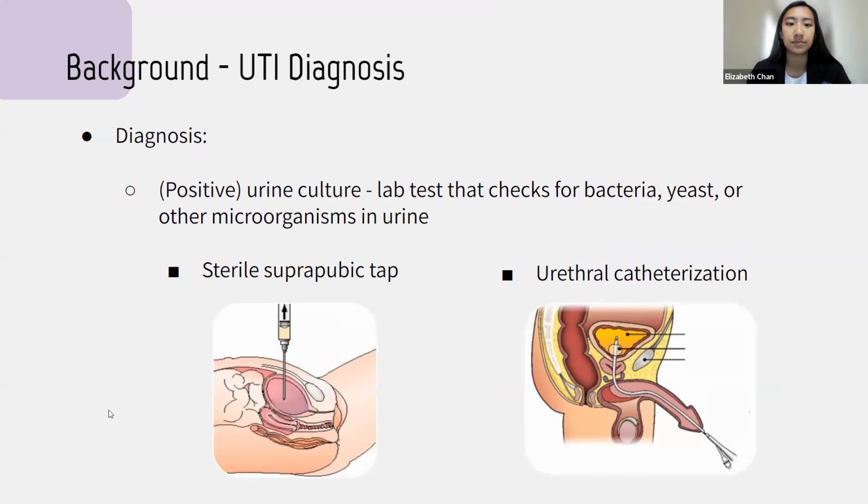There are two ways to collect sterile urine to test. The first is a suprapubic tap, a procedure involving an insertion of a small needle directly into the bladder to collect urine. The second is a urethral catheterization, which is a procedure that uses a catheter, which is passed into the bladder to allow urine to drain.